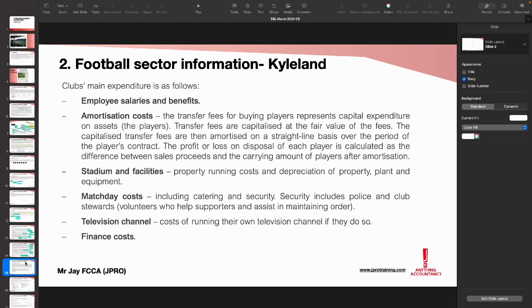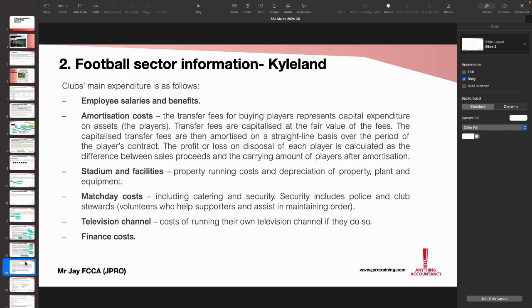Now have a look at this part. Football sector information. A club's main expenditure includes employee salary and benefits, which is a big one. Amortization cost: transfer fees for buying players represent capital expenditure. Transfer fees are capitalized at the fair value of the fee. Capitalized transfer fees are then amortized on a straight line basis over the period of the player's contract. This is IAS 38.